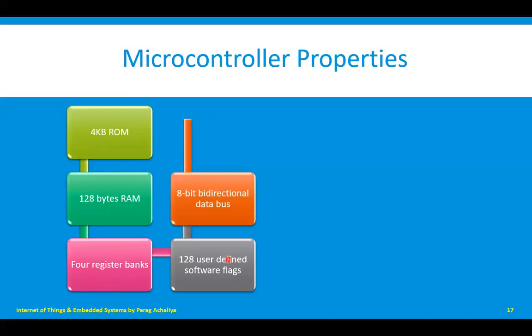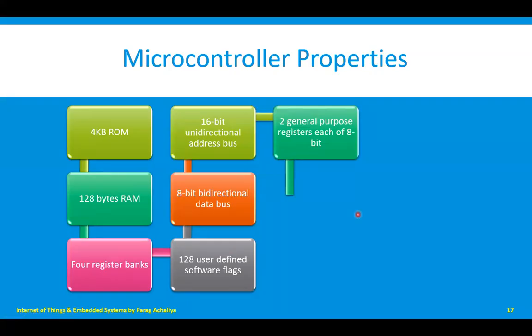Every microcontroller will have an 8-bit bidirectional data bus. Bidirectional means what? It will send as well as receive data with the help of this 8-bit bidirectional data bus. Then it will have a 16-bit unidirectional address bus. The address bus will be unidirectional, having size 16-bit. Always remember this. This is very important.